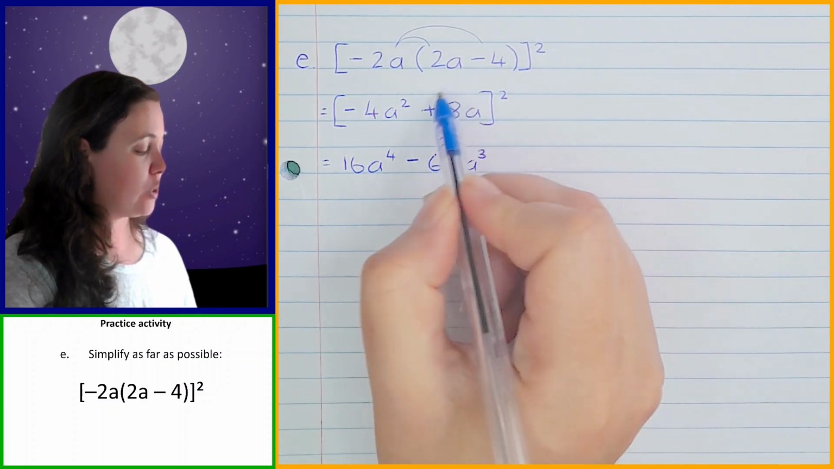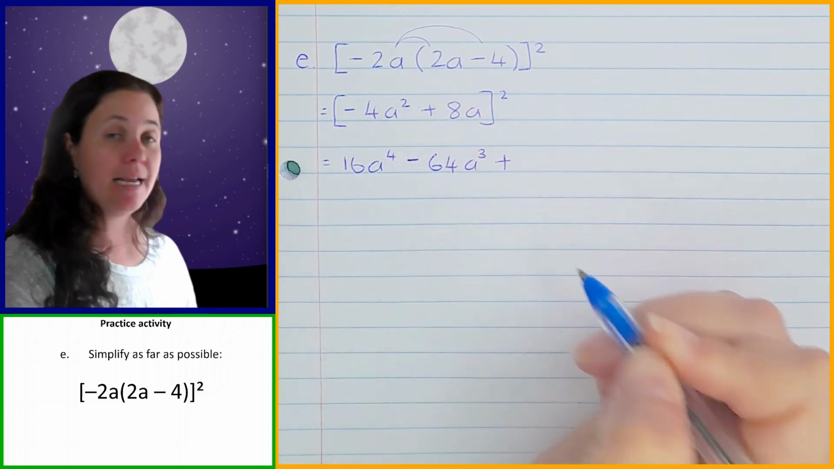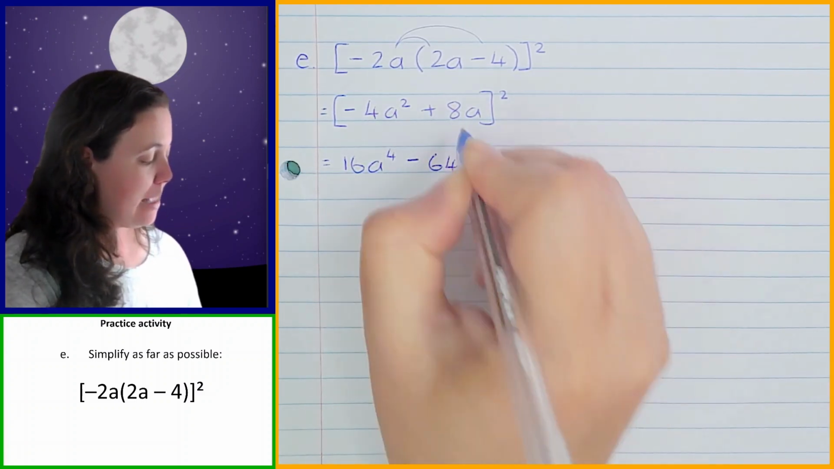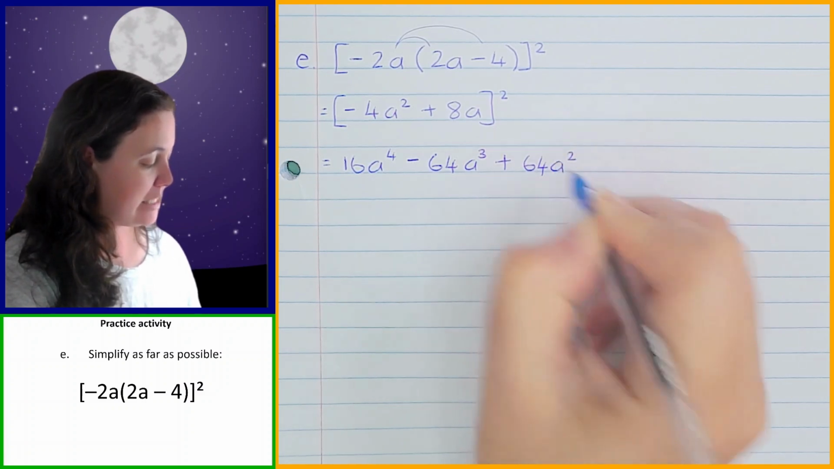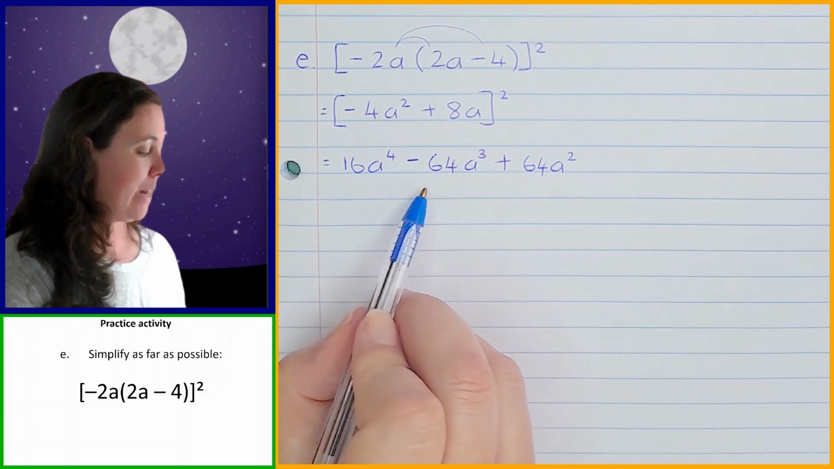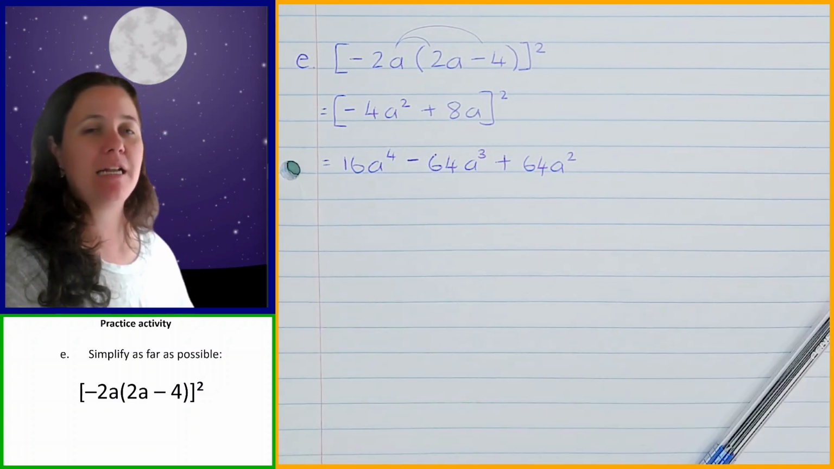And then we're going to square our last term, which again has to be positive, no matter what the sign is. 8 squared is 64a squared. Okay, so that's what you should have got for question E: 16a to the power of 4 minus 64a cubed plus 64a squared. Now let's go on to question F.